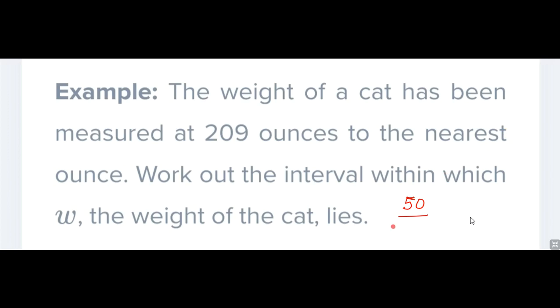So would it be 50 and... or would it be 50 or 50.5? It should be 49.5. You have to calculate the lower bound and upper bound. This will be your range. So for this, it's 49.5 to 50.5.